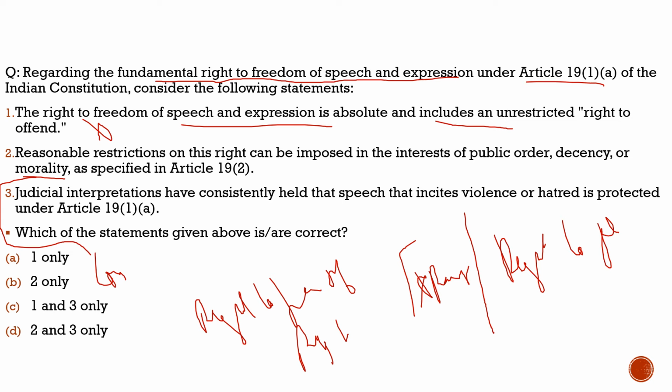Second statement, it says reasonable restrictions on this right can be imposed in the interest of public order, 100% correct. Decency or morality as specified in Article 19(2), 100% correct. But here morality does not mean social morality, it is constitutional morality. Third statement, judicial interpretation has consistently held that speech that incites violence or hatred is protected under Article 19(1)(a). Totally incorrect, totally opposite to what the judiciary has said. So with respect to this question, what is the correct statement? The only correct statement is option B.